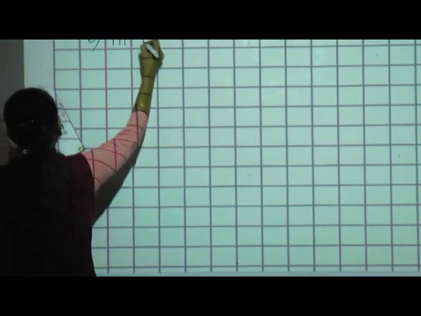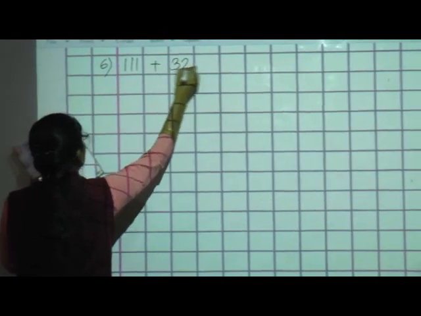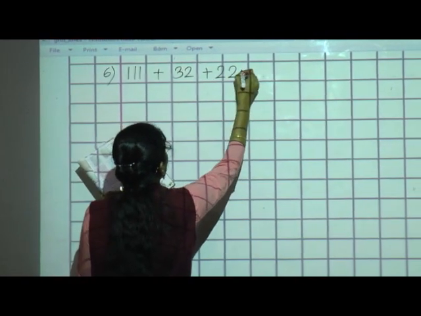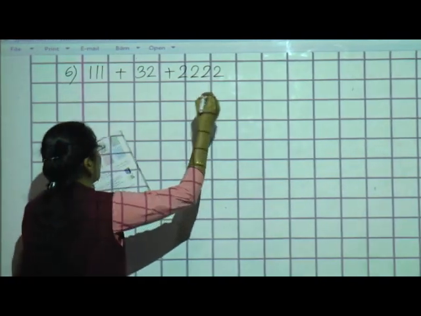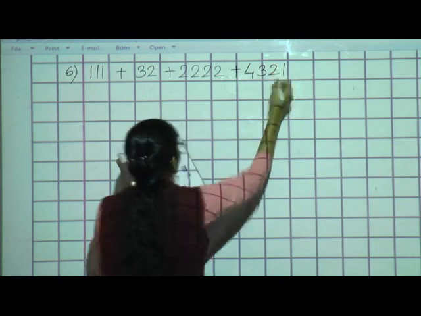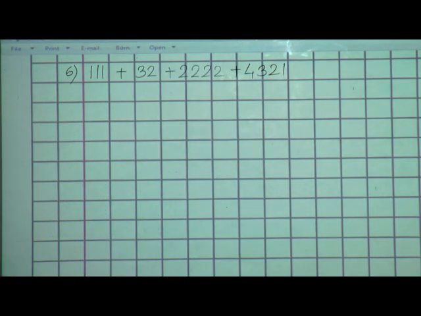Now the sixth one. The numbers are 111 plus 32 plus 2222, and the last number is 4321. Now what will we do?